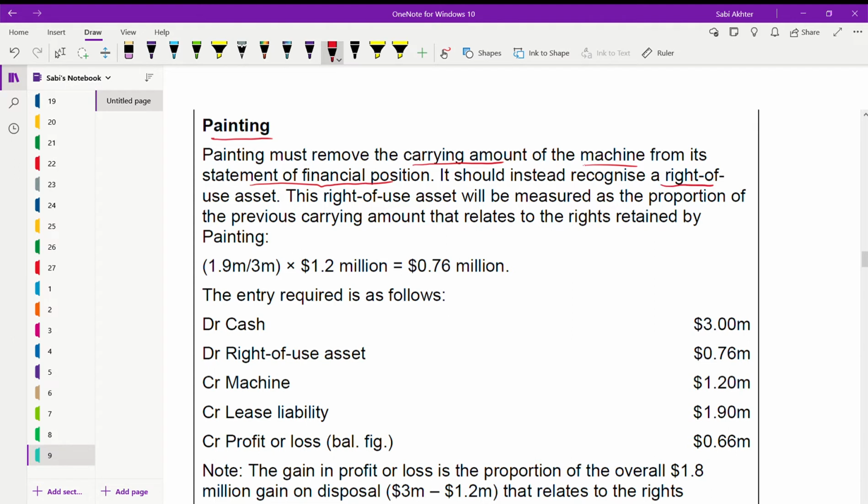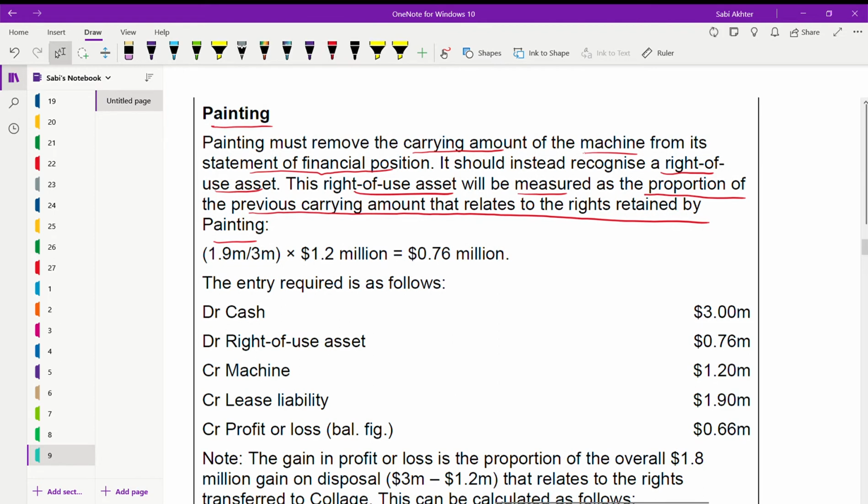They should recognize a right of use asset, because on lease you are taking. Sale and lease back: you sell it and then you take it as a lease. So now you will recognize a right of use asset. And this will be measured how? Remember, when you sell and lease back, the way you measure the right of use asset is different compared to when you initially take a lease. When it's sale and lease back, you measure the right of use asset as the proportion of the previous carrying amount that relates to the right retained by Painting. So you need to do this working. This fraction is required to calculate the right of use asset only when it is sale and lease back.